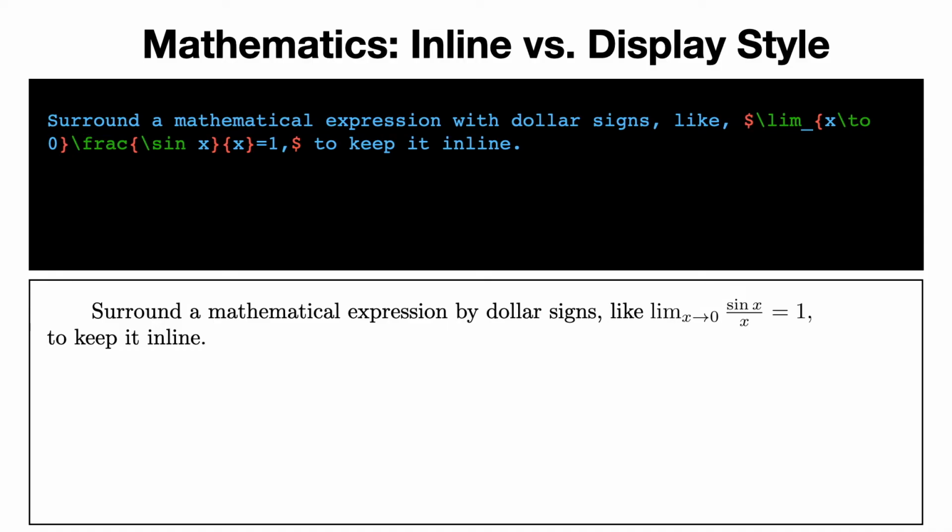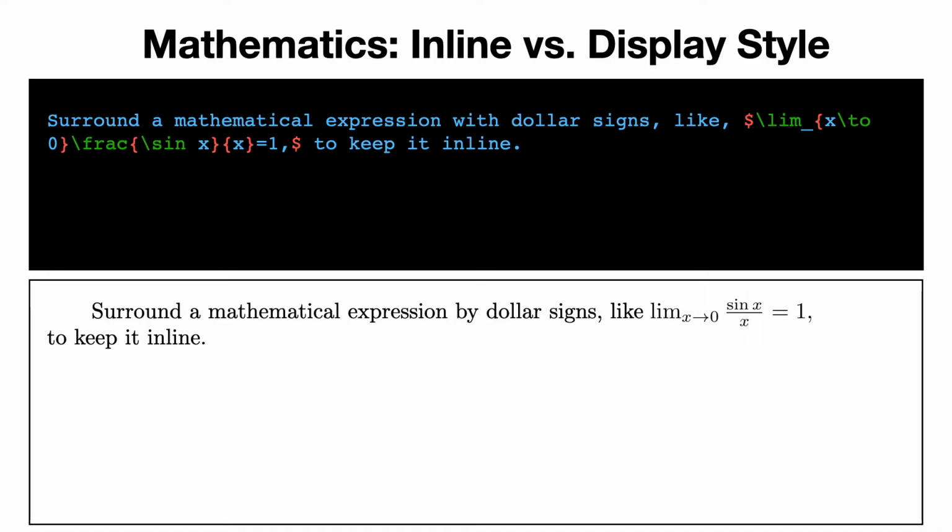And so you can see in this example that the limit has the x going to 0 off to the side rather than underneath the limit symbol. And the sine of x over x is shrunken so that this whole object will fit nicely in line. So that's how the single $ signs work for inline mathematics.